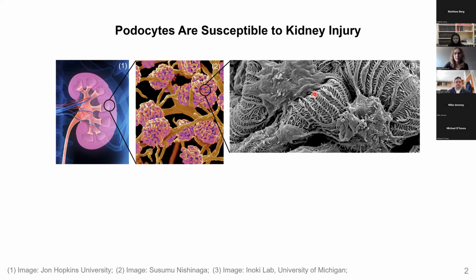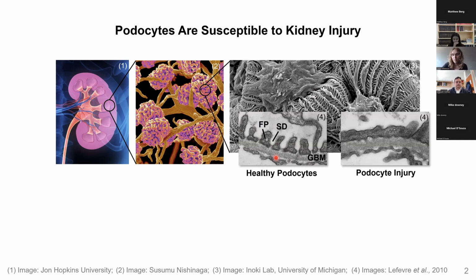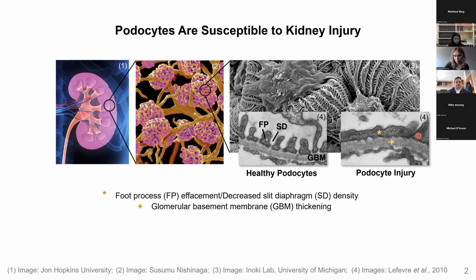When taking a cross-section of this, shown here, the foot process is right over here, and in between them, there is a molecular filter known as the slit diaphragm, and the podocytes then sit on the glomerular basement membrane. And this is what it looks like when they're healthy podocytes. However, when they're injured, they create this change in structure known as foot process effacement, shown here, with a loss of slit diaphragm density. And also the glomerular basement membrane can be thickened.